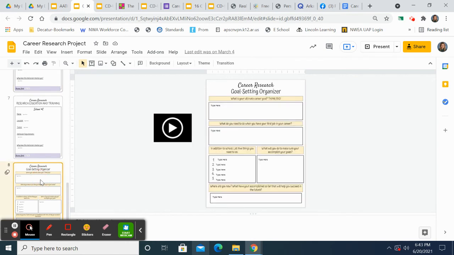Once they've researched their institutions of higher learning, I have them do a goal setting organizer, and this helps them take all of the information that they have learned about their career and actually begin to set goals for their future within this potential career. This takes what we learned in Unit 3 about goal setting and puts it into practice in Unit 4. So it's a very great unit to unit connection.